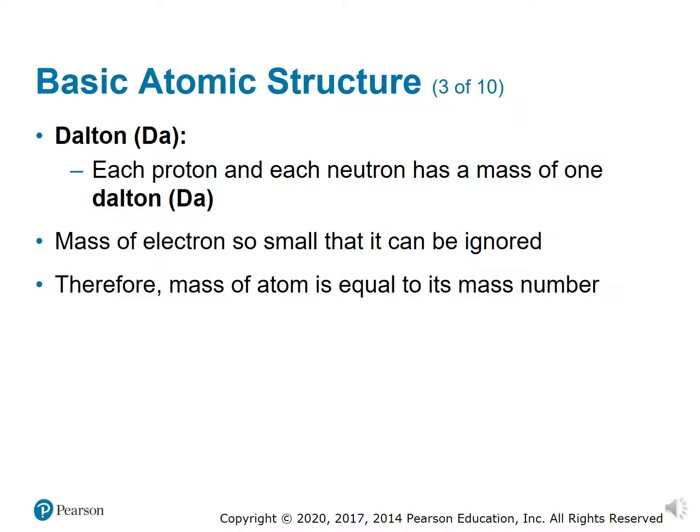Each proton and each neutron has a mass of 1 Dalton. The mass of an electron is so small that its mass is negligible. Therefore, when we talk about the mass of an atom, we're really just talking about its atomic mass. In other words, the number of protons and the number of neutrons found in the nucleus.